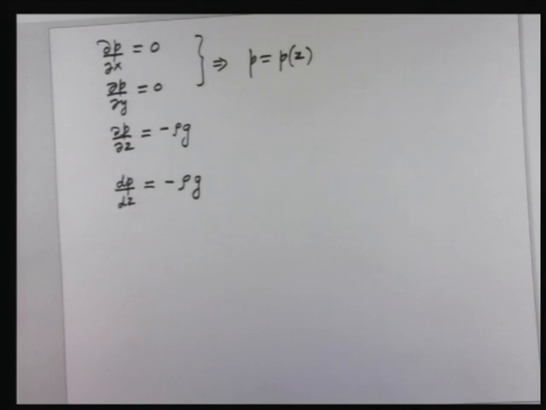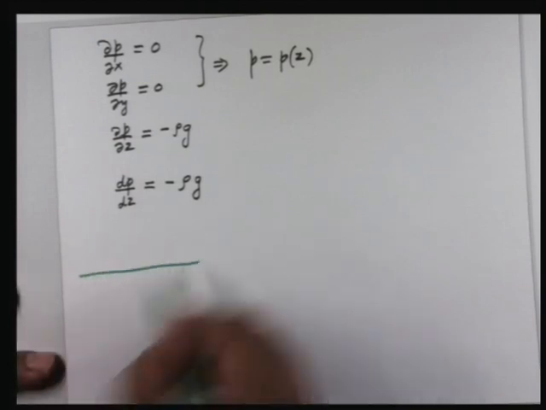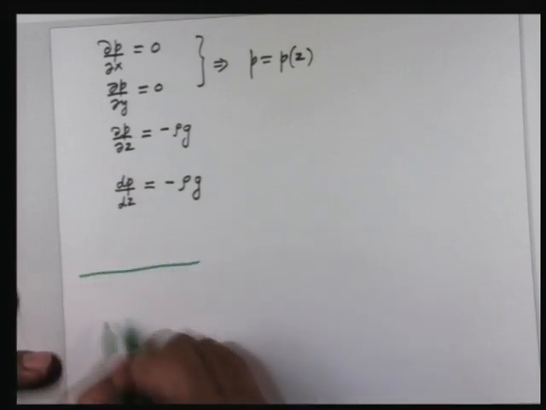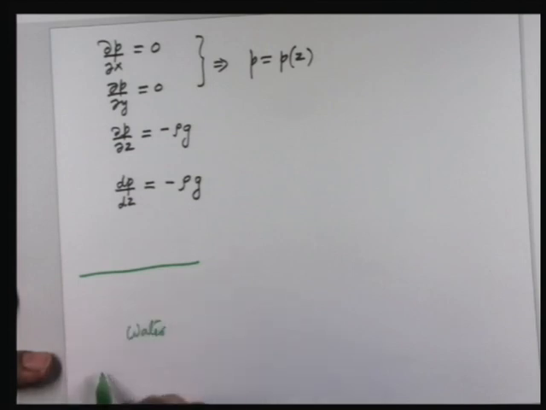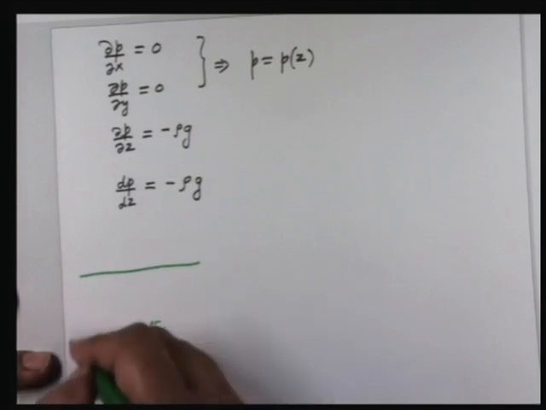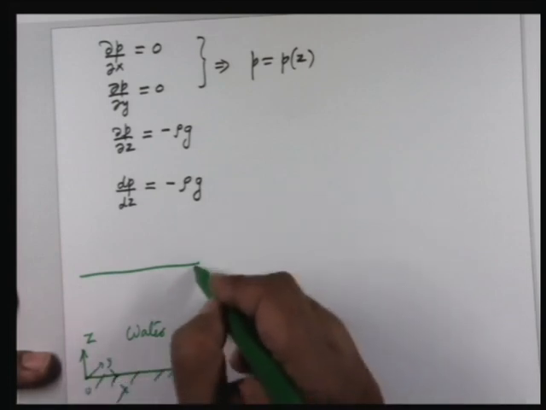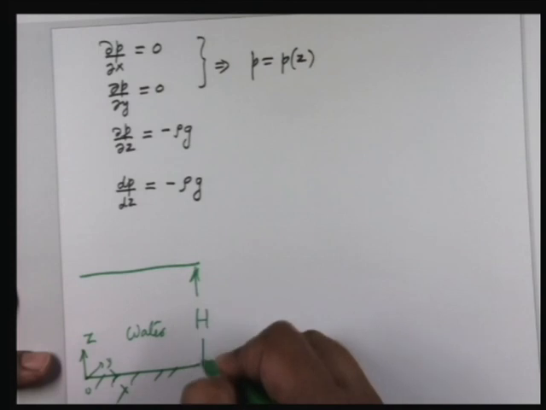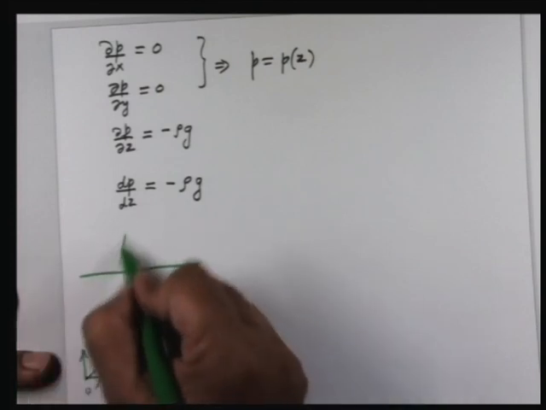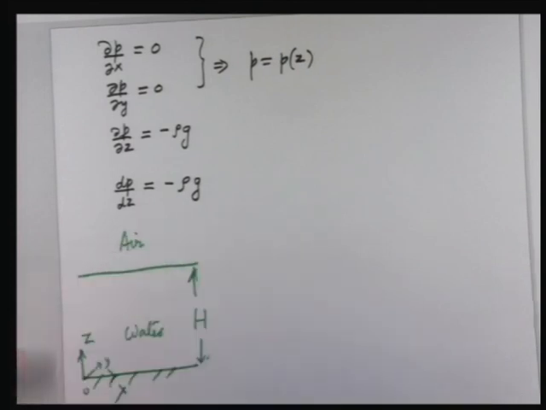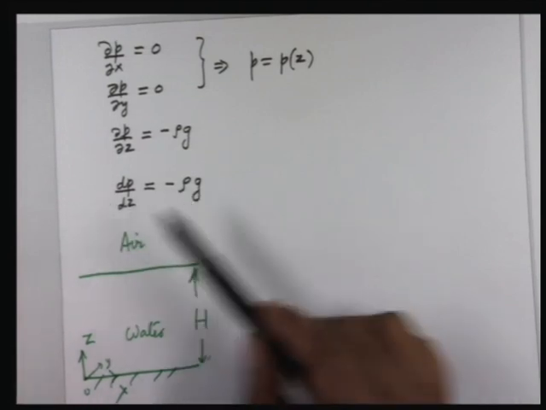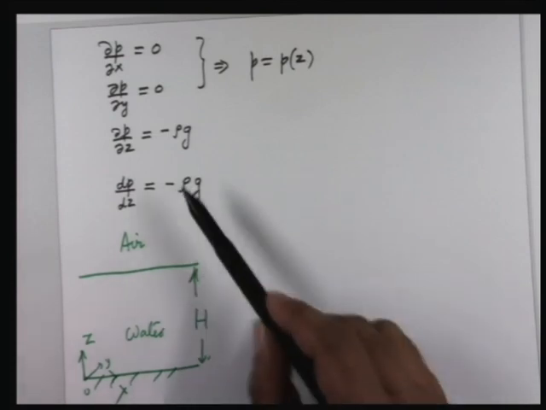Suppose we have, say, water in a tank. This is the ground level. This is z, this is x, and you have y maybe in this direction. And this height might be, say, h, total height. Now let us say above here we have air. Now this equation is telling you that dP dz is minus rho into g.